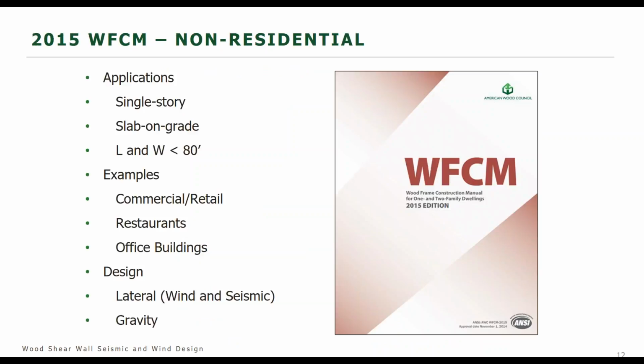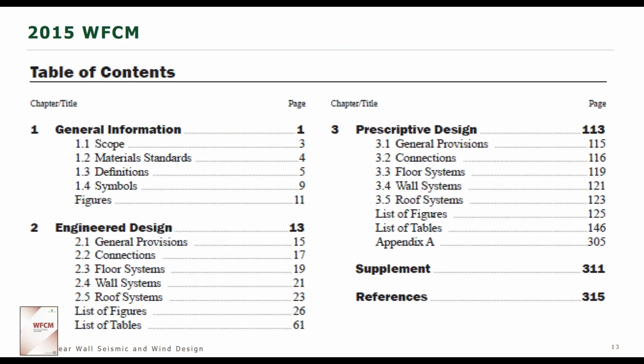So for non-residential applications, some examples of places you could use the Wood Frame Construction Manual. You might have a single-story slab-on-grade structure. The WFCM would be very helpful in an instance like that. So other structures where it might be useful would be a commercial or a retail structure for restaurants or small office buildings. And the WFCM can be used to design the lateral components, the wind and the seismic resistance, and it can also be used for gravity loads. So it's a really handy document, and it can save you a lot of time with a lot of the tabulated provisions in the document.